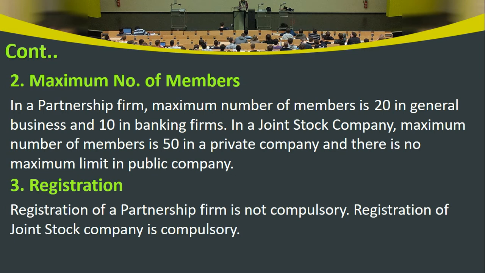The second we have is maximum number of members. In a partnership firm, the maximum number of members is 20 in general business and 10 in banking firms. In a joint stock company, the maximum number of members is 50 in a private company, and there is no maximum limit in a public company.